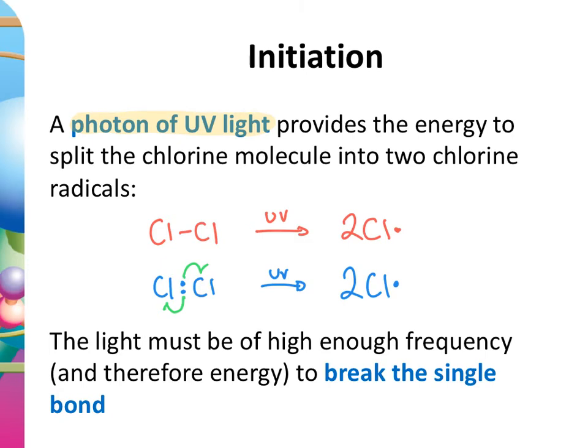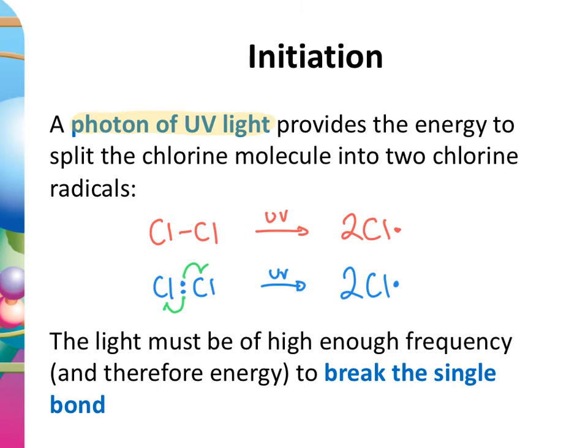Visible light won't do it, infrared radiation won't do it either. So this UV light, which basically can be provided by the sun, or we can do it artificially, provides enough energy to split the chlorine molecule, and it splits it into 2 chlorine free radicals. And one of the things that we need to appreciate about free radicals is that they are very unstable, and that means they are very reactive. So initiation is simply the production of free radicals.